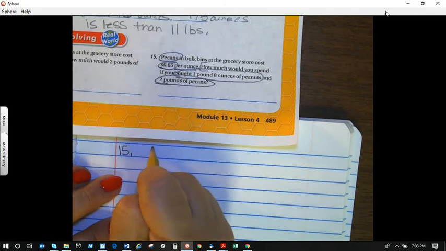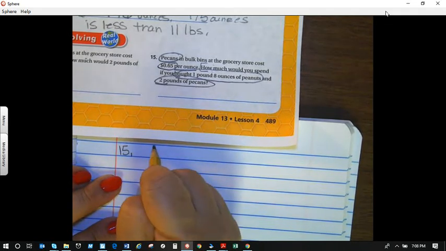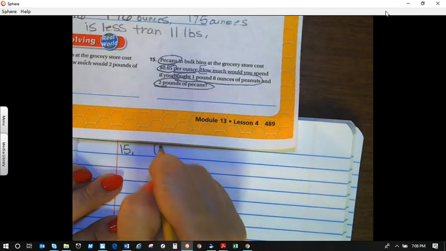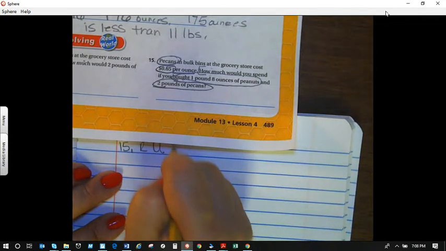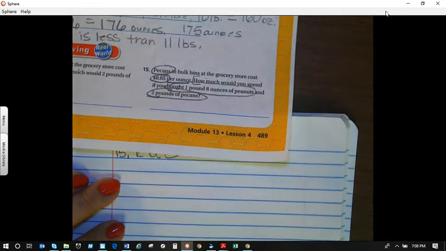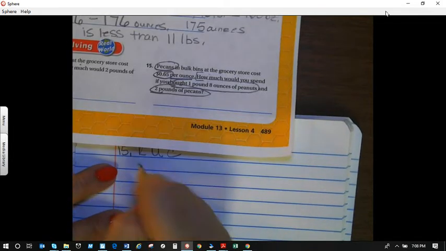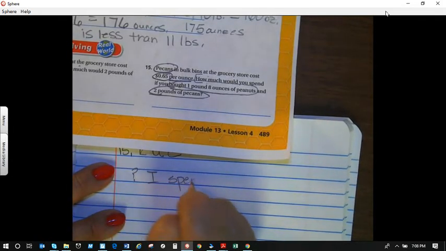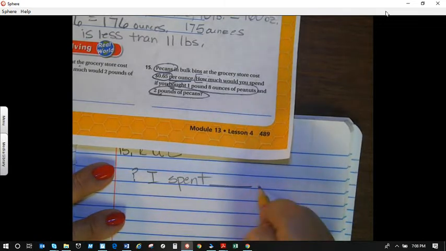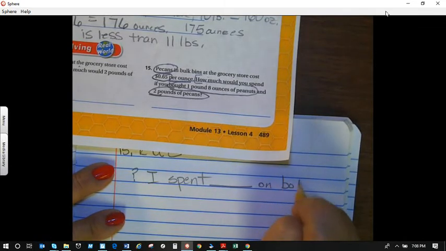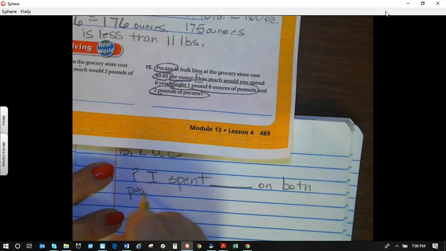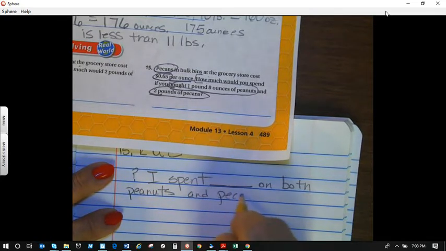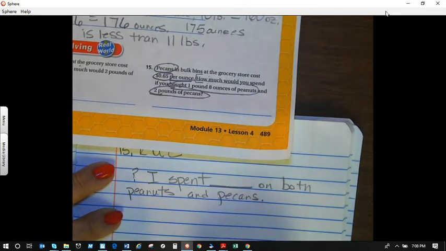I have my question, because I did my read, underline, circle. So for my understanding, I read, underline, and circle. Now for my question, I'm going to put, I spent blank on both peanuts and pecans. Okay. Oh my gosh, ready for dinner.